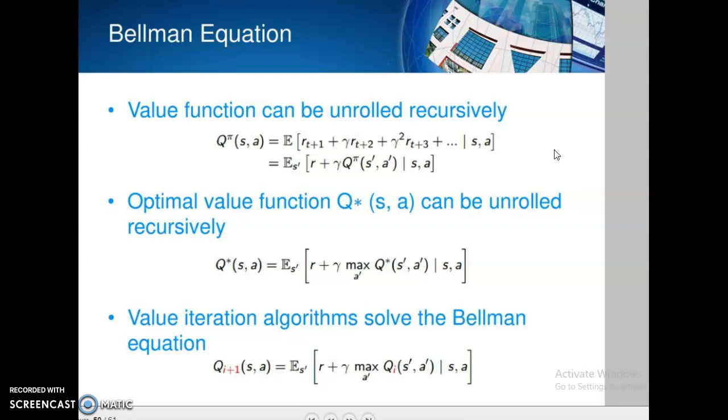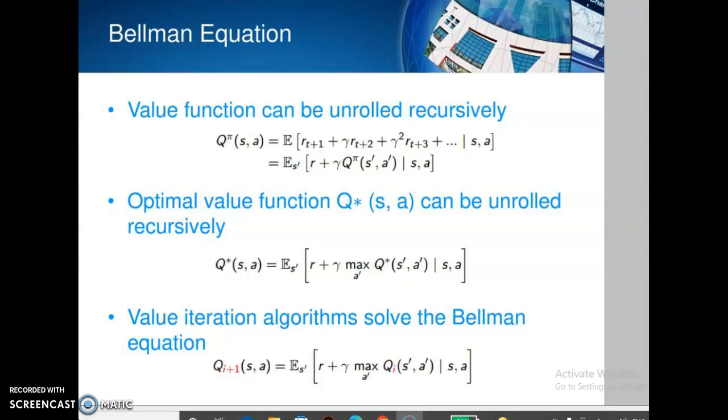Bellman equation. The value function can be unrolled recursively. Q pi of S, A equals E of R t+1 plus gamma R t+2 plus gamma squared R t+3 plus ... given S, A, which equals E over S dash of R plus gamma Q pi of S dash, A dash given S, A.